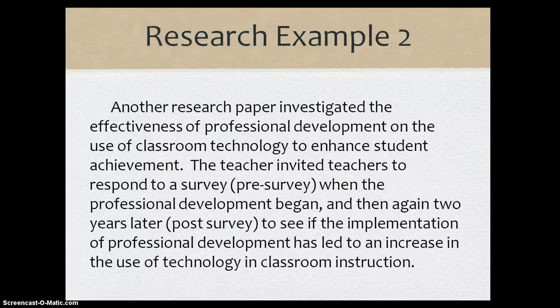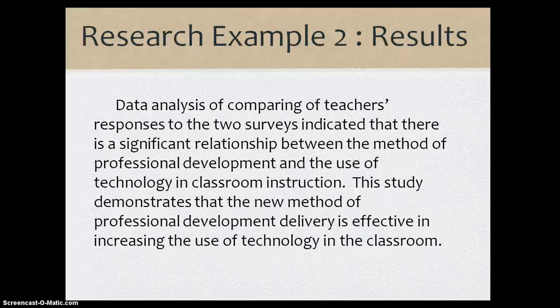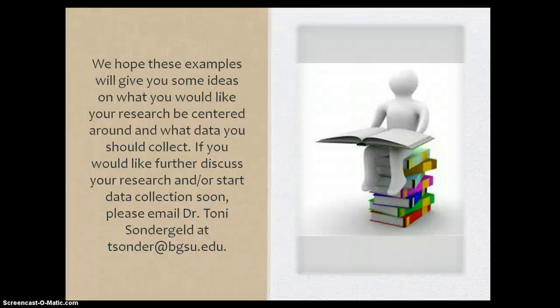The other example of a research paper here is the teacher wanted to investigate the effectiveness of the professional development on the use of classroom technology. So the teacher did a pre-survey and a post-survey just to see if it led to an increase in use of technology in the classroom. So the data found that there was a significant relationship between the method of professional development and the technology used in the classroom. And it also said that this person's new method of professional development led to more effective use in the classroom. So these were just 2 examples of good research papers.